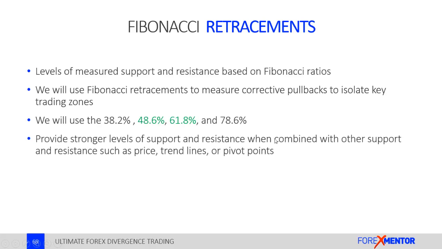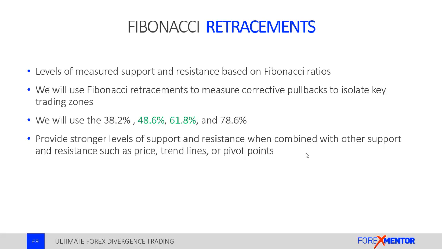All right, these provide stronger levels of support and resistance when combined with other support and resistance reasons such as price, trend lines, or pivot points, even other Fibonacci levels. If we measure the different swings with different high points and different low points, and we can get the Fibonacci numbers to line up, we call those overlapping fibs, and those could give us a bit more support and resistance as well and be more powerful.